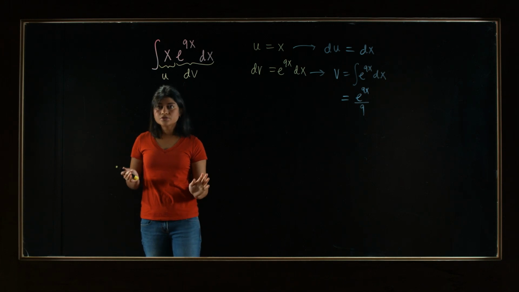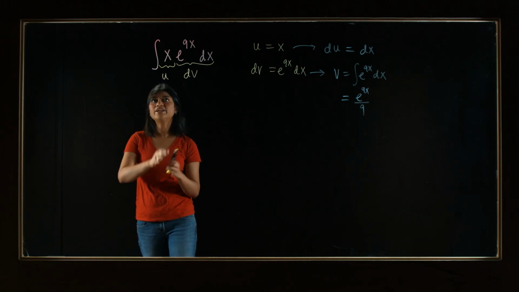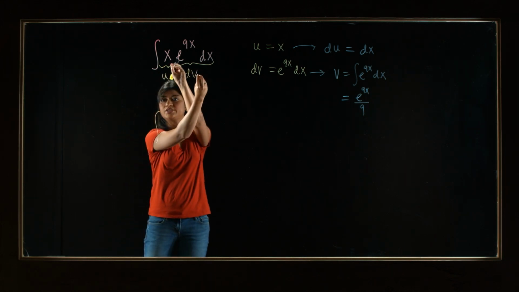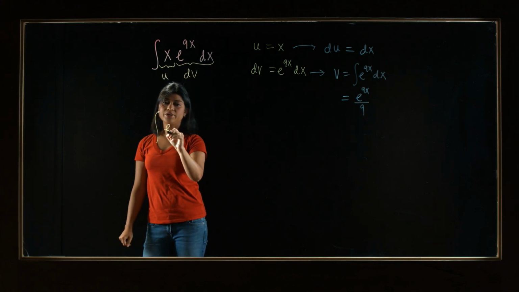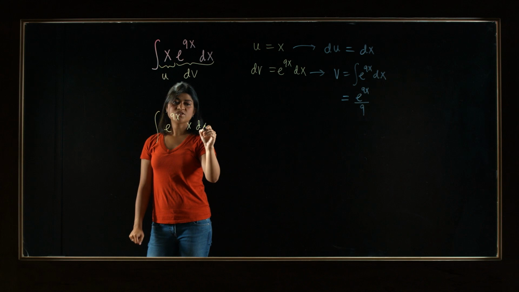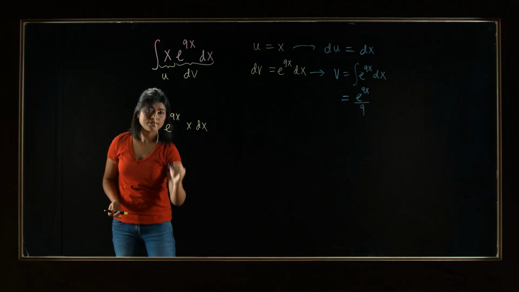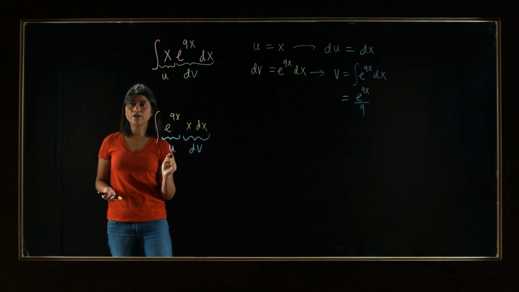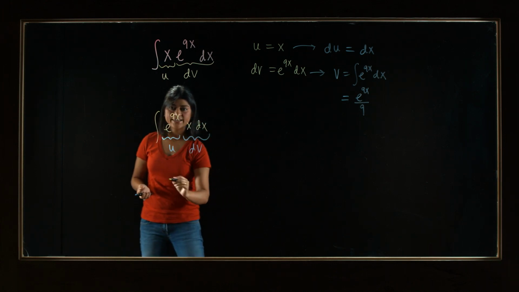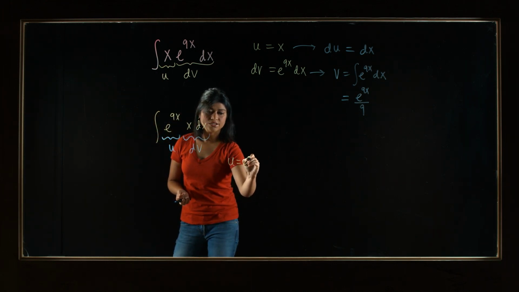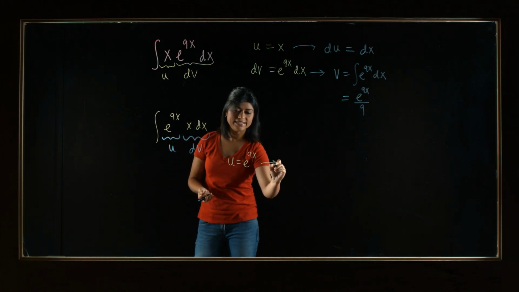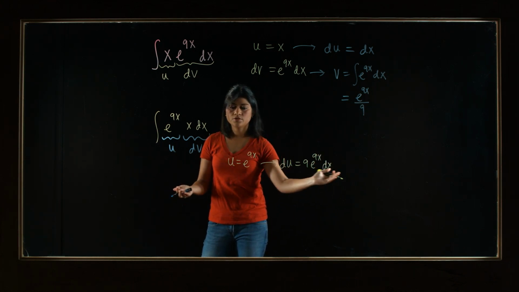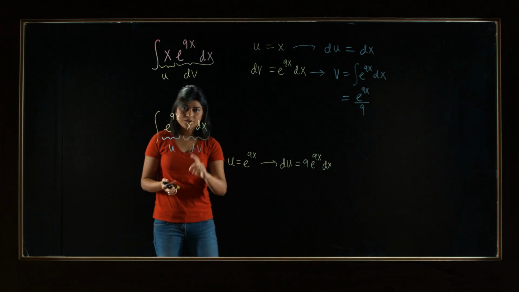Now, just to note something, what if we hadn't done that? What if we had rewritten this function by switching the exponential with the x, and we had chosen our exponential function to be u and x dx to be dv? Then what happens? Well, let's see. In that case, u is e to the 9x, and we can differentiate that easily. du will be 9e to the 9x dx. That's not anything difficult. Okay, what about the dv?